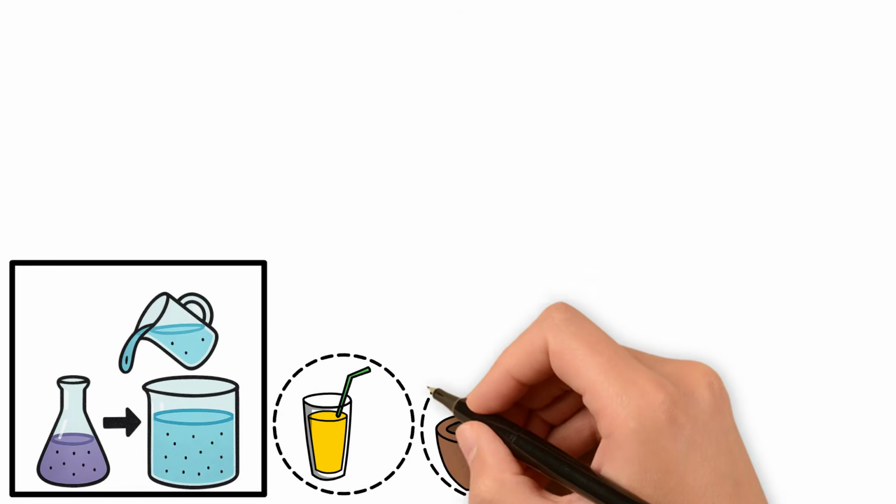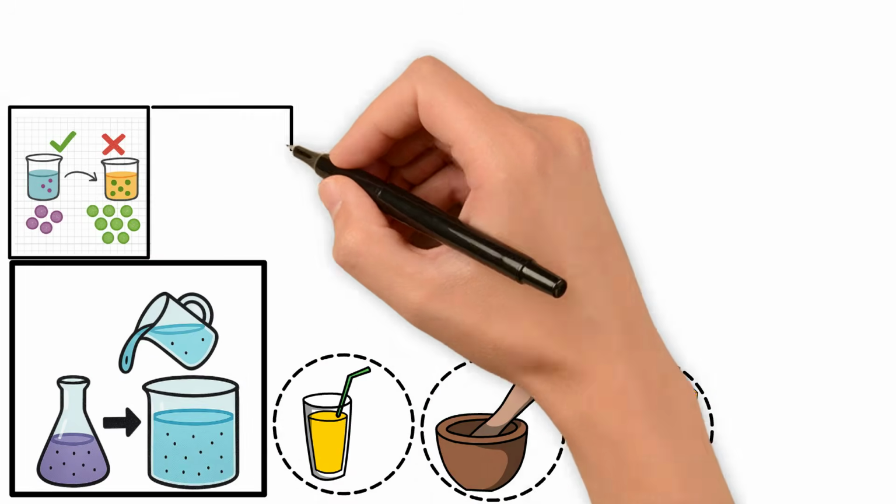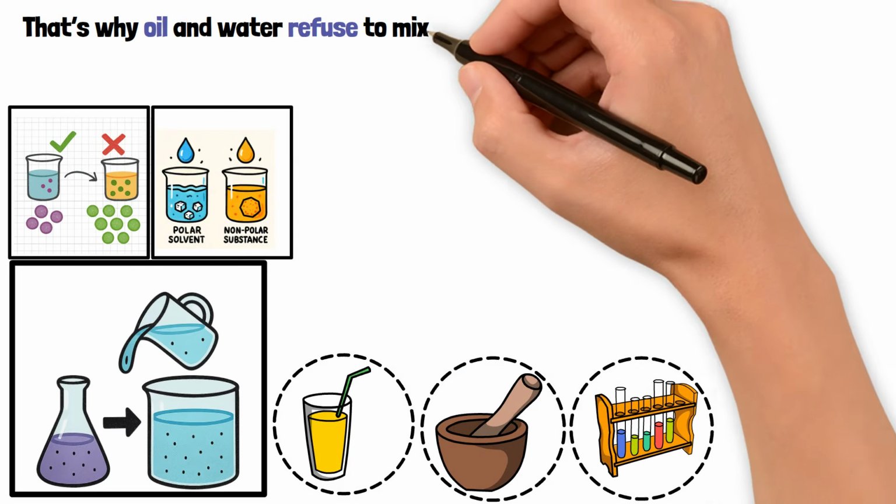Here's the key idea. Whether something dissolves or not depends on the nature of the solute and solvent. Like dissolves like. Polar substances dissolve in polar solvents, and nonpolar substances dissolve in nonpolar solvents. That's why oil and water refuse to mix, no matter how hard you stir.